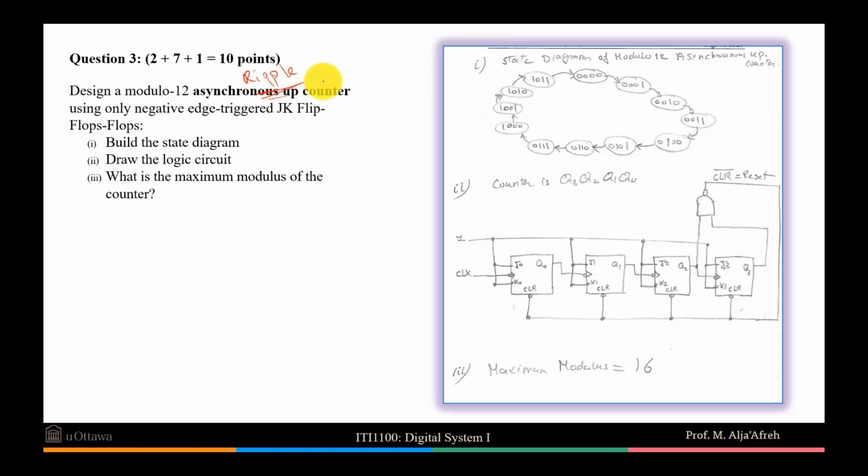Ripple counters using the negative edge trigger JK flip-flop. The asynchronous or ripple counters are implemented in such a way that, whereas in the synchronous counter the clock is shared among all flip-flops, in the asynchronous or ripple counter the output of the first flip-flop serves as the clock for the next flip-flop, and so on.